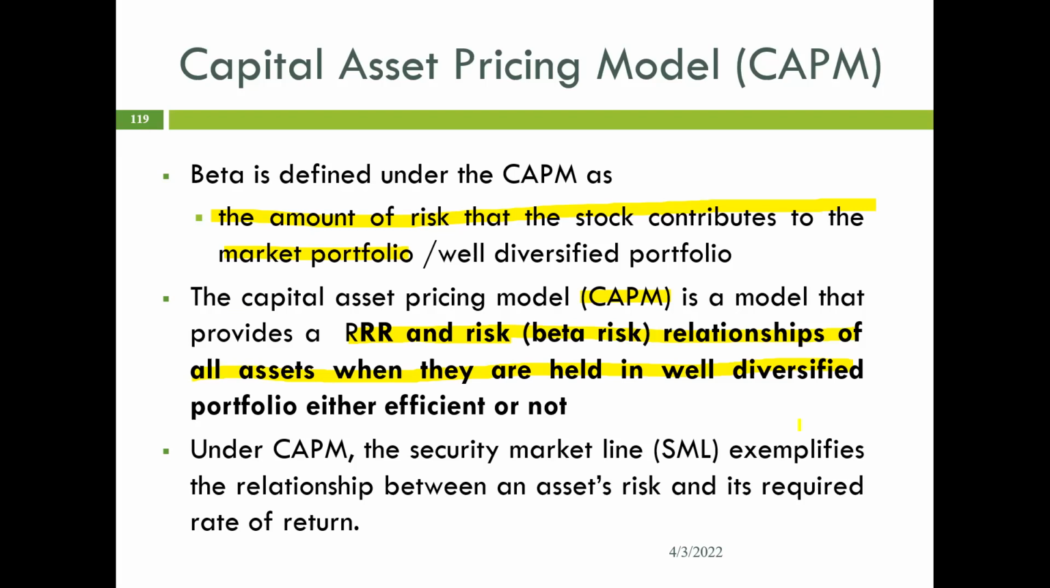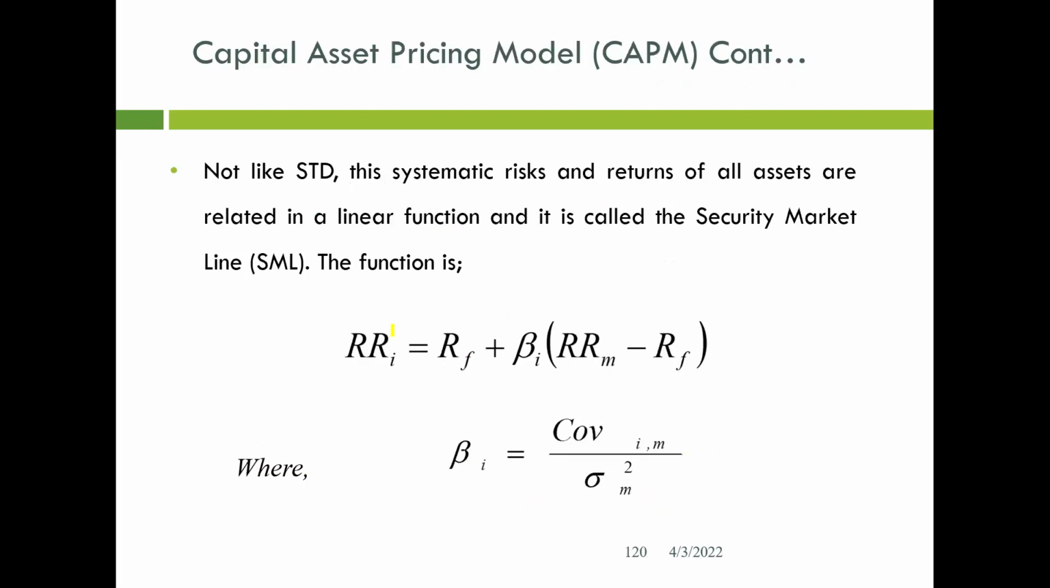Under the CAPM, we develop a line we call the security market line. Where the capital market line applied to efficient portfolios, the security market line exemplifies the relationship between an asset's risk and its required rate of return. Right, so this is the CAPM model. The required rate of return for any asset in an efficient or inefficient portfolio is equal to the risk-free rate plus a risk premium. This risk premium we measure using beta.